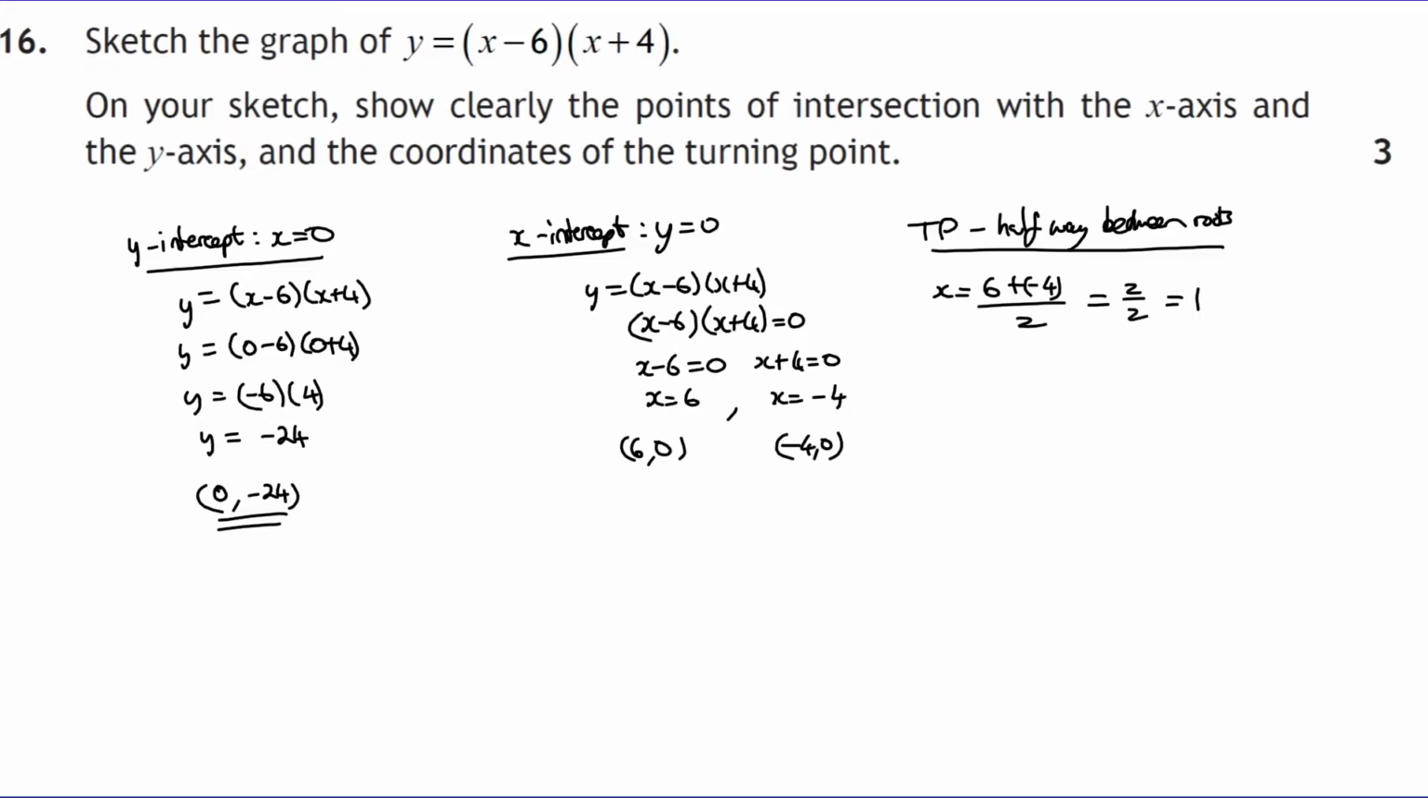And how do we find the y-coordinate? We go back to this original equation. So y equals x minus 6 bracket x plus 4 again. Notice that we've used that every time. And this time we want to know what the y value is when x equals 1. So we do 1 minus 6 and 1 plus 4, replacing the x's, substituting x equals 1 in. That gives us negative 5 in the first bracket and 5 in the second, which is negative 25 altogether. So we get a turning point of 1, negative 25, x, then y.